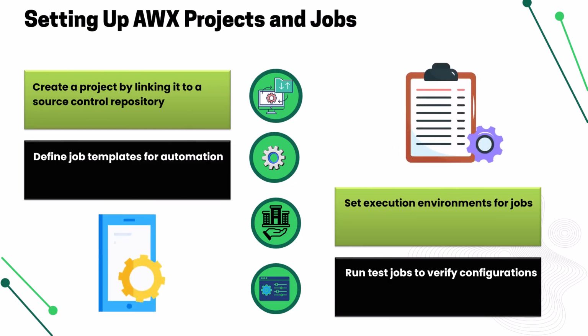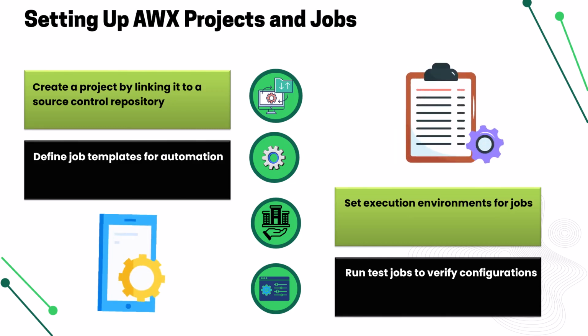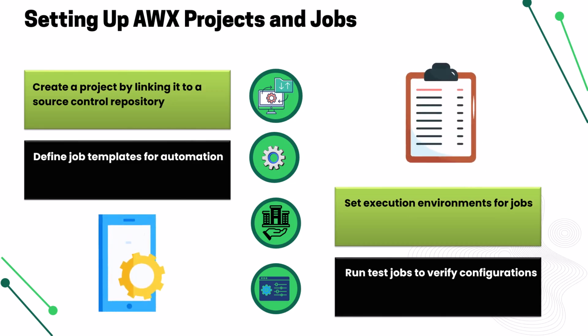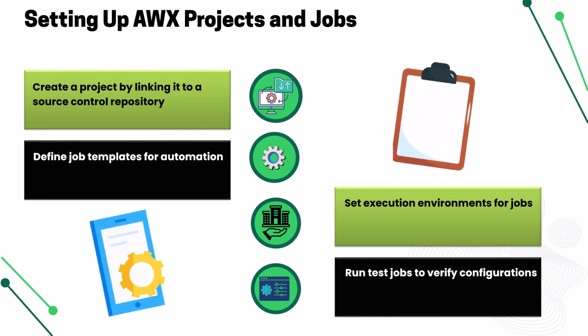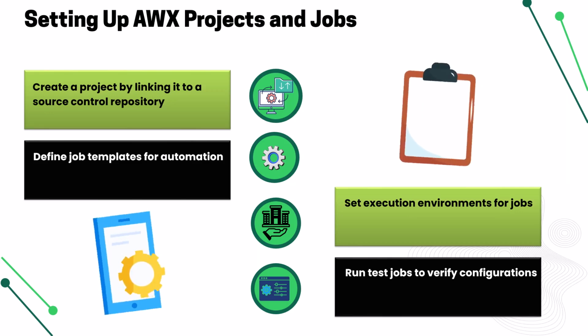Projects and jobs, where the magic happens. First, link your project to a source control repository to keep things in check. Next, job templates. These are your automation blueprints, so define them wisely. Set execution environments to ensure jobs run smoothly. Finally, run a few test jobs. Think of it like a dress rehearsal before the big show. Because let's be real, debugging live automation is no fun.